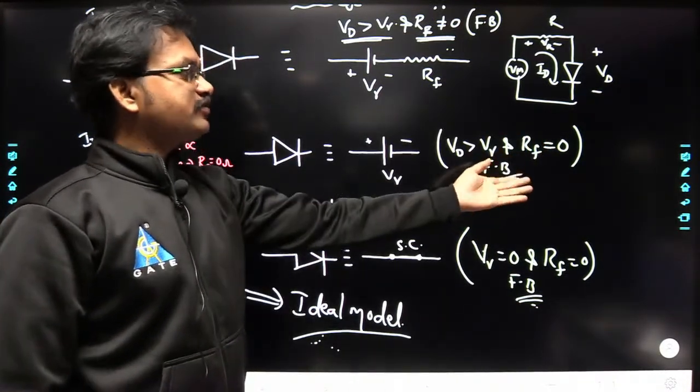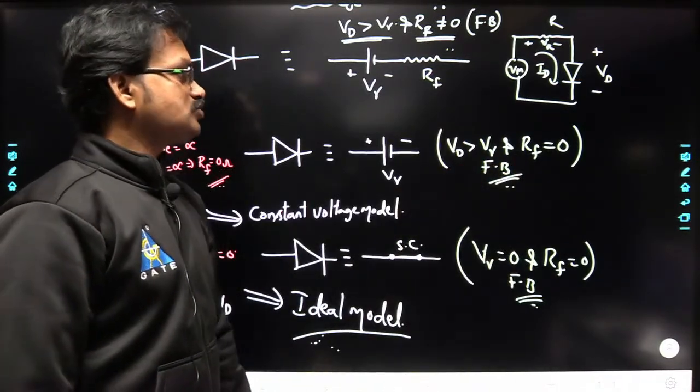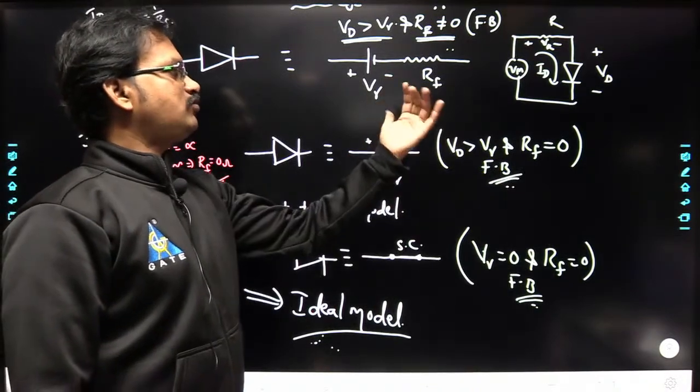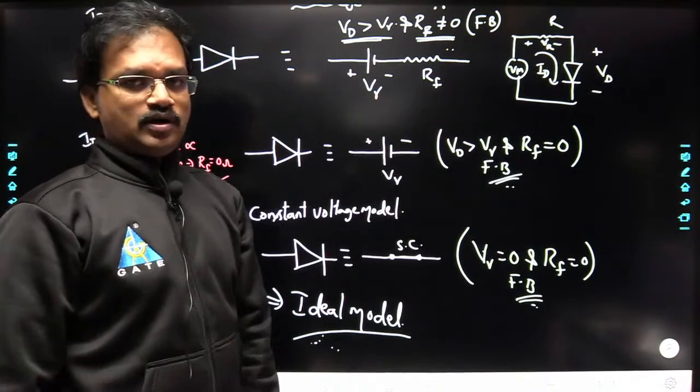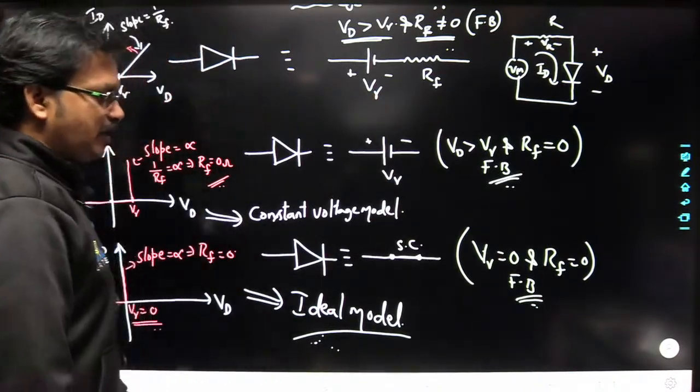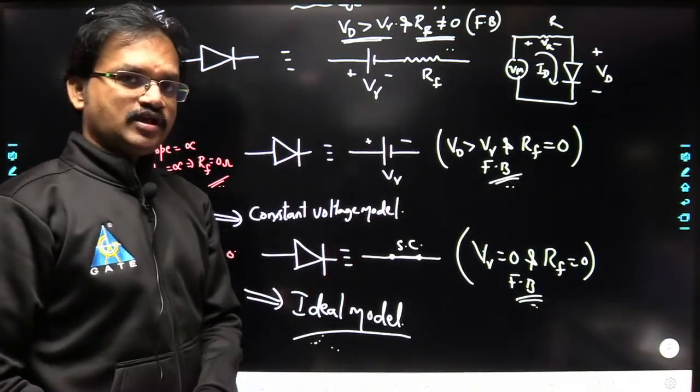Okay, so RF is nothing but the forward bias resistance here. Consider that as equal to 0. So if they have mentioned both the cut-in voltage as well as RF, then you have to use this equivalent model, right? So depending upon the given data, we have to replace the diode with its equivalent model.